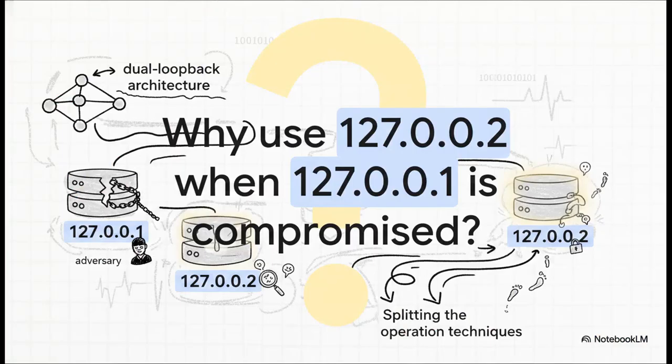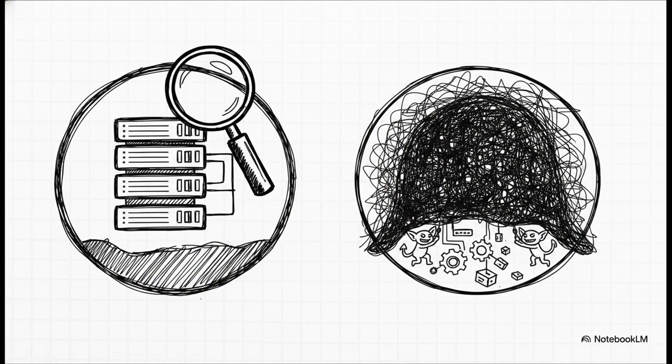127.0.0.2. You really have to ask yourself, if the adversary already owns 127.0.0.1 and is using it for full-blown DNS hijacking, why bother opening up a whole new logical namespace on 127.0.0.2? I mean, why split the operation? The answer boils down to logical namespace separation and pure evasion.